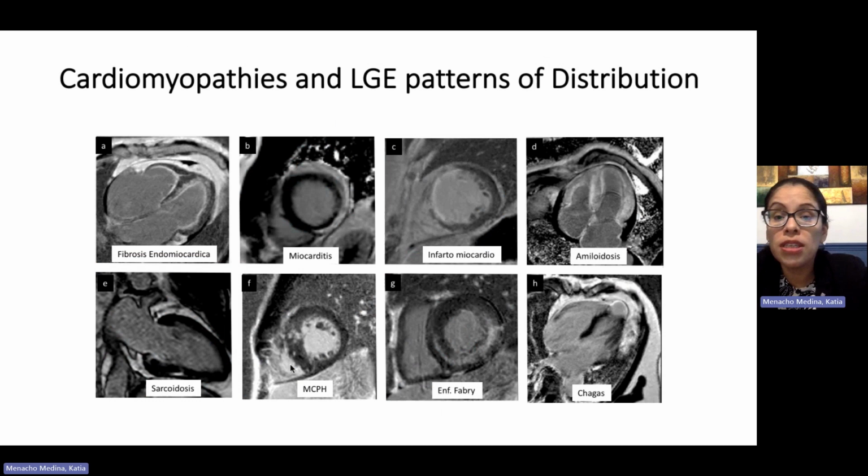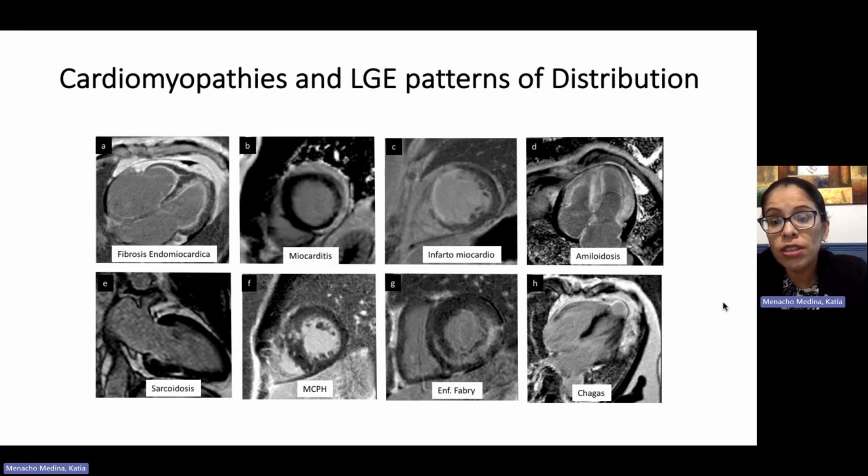For example, you can see here the distribution if it's subendocardial or transmural in a specific area of the coronary artery. We may think that this is more related to a myocardial infarction. If it has a diffuse distribution, for example, affecting all the walls in the left ventricle, the right ventricle or atria, it is more related to amyloidosis.